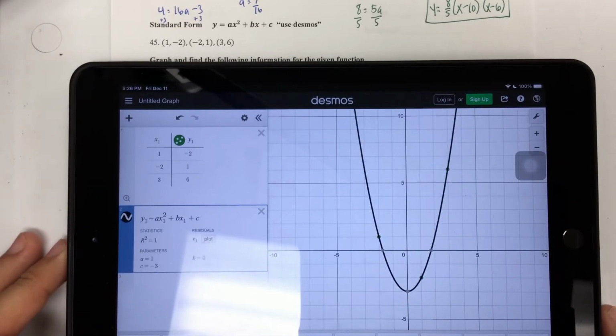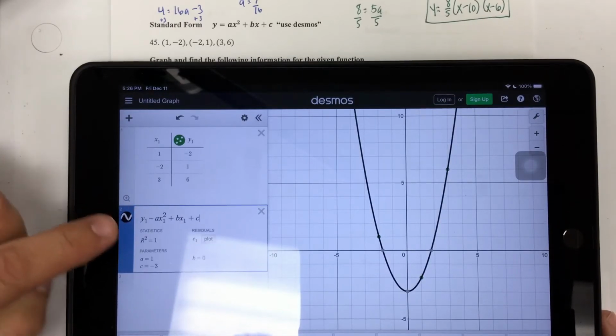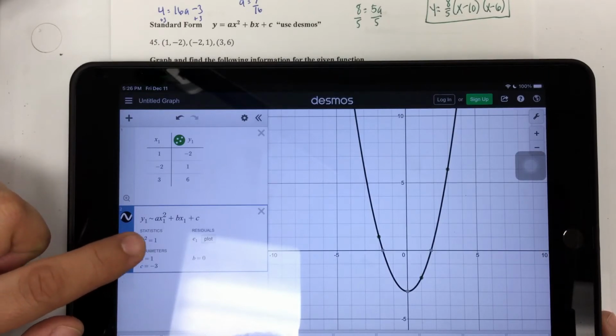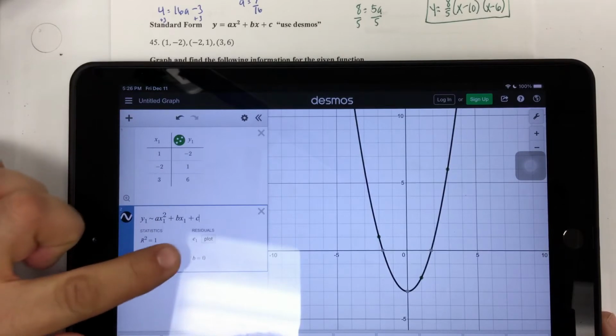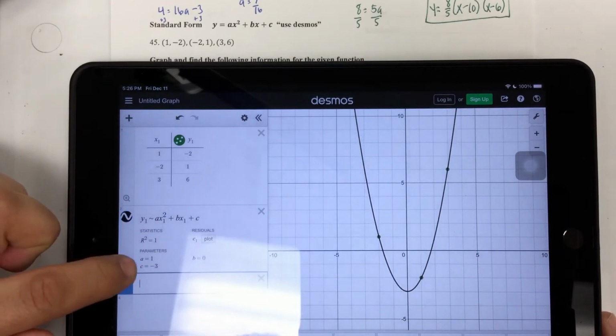All right, and from here, we can see that it gives us our equation. R squared means that equals 1. That means it's a very strong correlation, that it is a quadratic function. And we see that a is 1, b is 0, and c is -3.